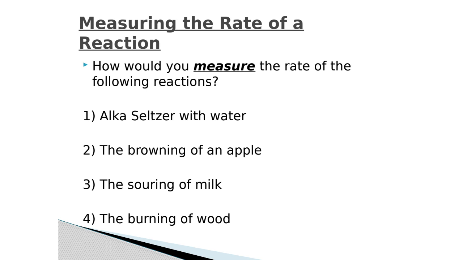Again, the browning of an apple. How could you measure how fast or slow that reaction was occurring? The souring of milk, the burning of wood. Jot down some answers and I am happy to check those for you.